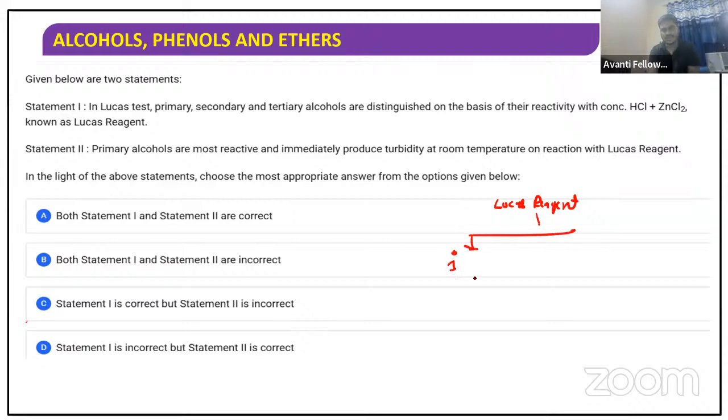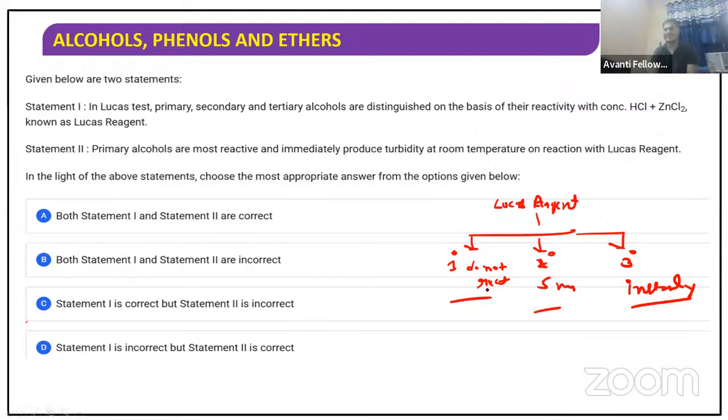For example, primary alcohol does not react, secondary alcohol reacts in 5 minutes, and tertiary alcohol reacts instantly and gives turbidity, while primary alcohol does not react. So this test is basically used to distinguish between 1 degree, 2 degree and 3 degree alcohols. Statement 2 says primary alcohols are most reactive and immediately produce turbidity at room temperature on reaction with Lucas reagent. No, not primary alcohol, tertiary alcohols are very reactive.